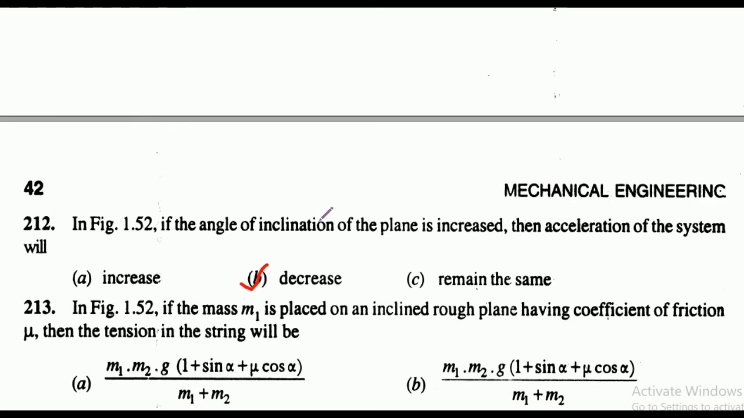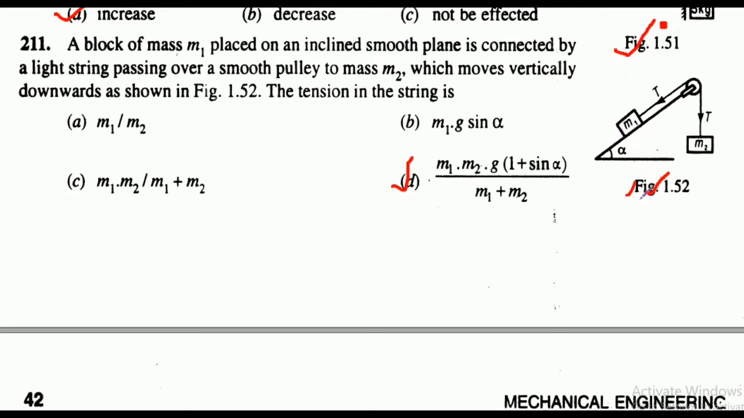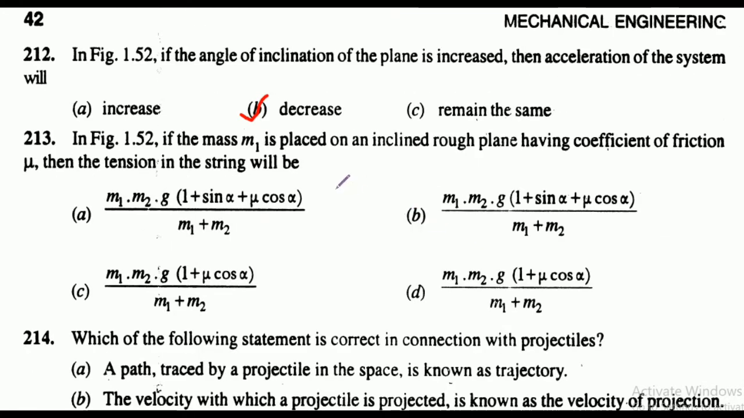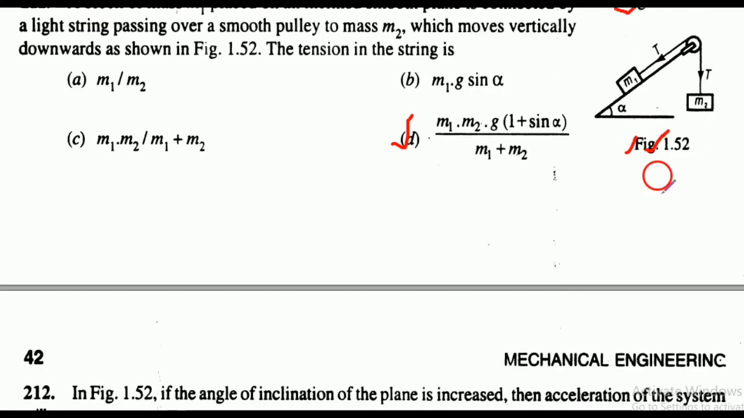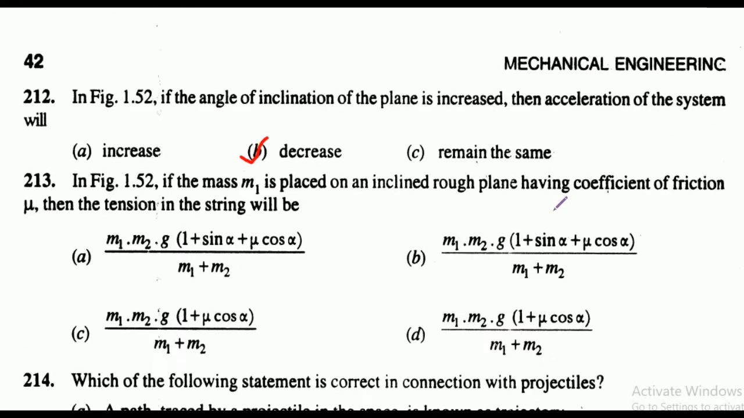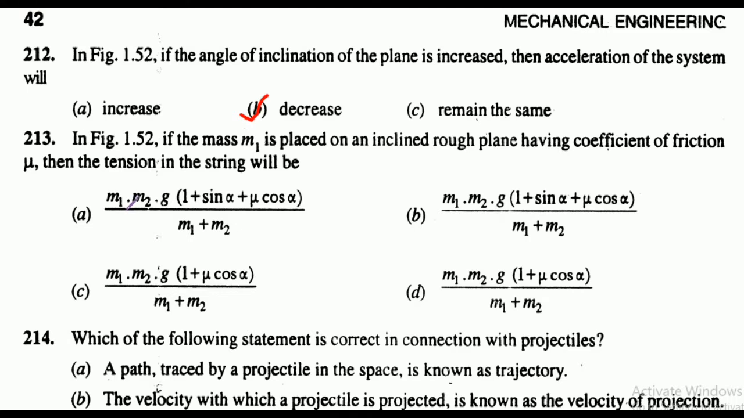Next, again for the same figure, question 213. In figure, if the mass m1 is placed on an inclined plane having coefficient of friction mu, then the tension in the string will be. Here friends, these are the options and the question is based on this figure. So here friends, the correct answer for this question is option A, that is m1 m2 g into bracket 1 plus sine alpha plus mu cos alpha upon m1 plus m2.